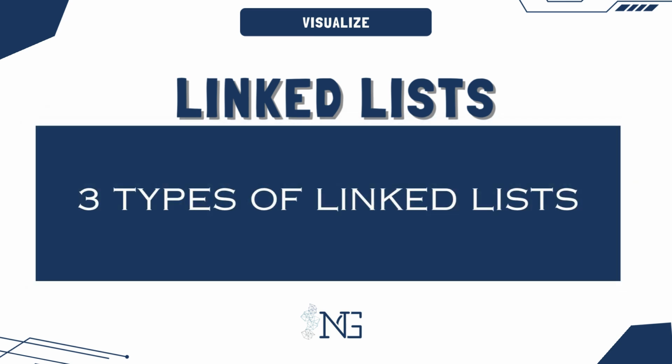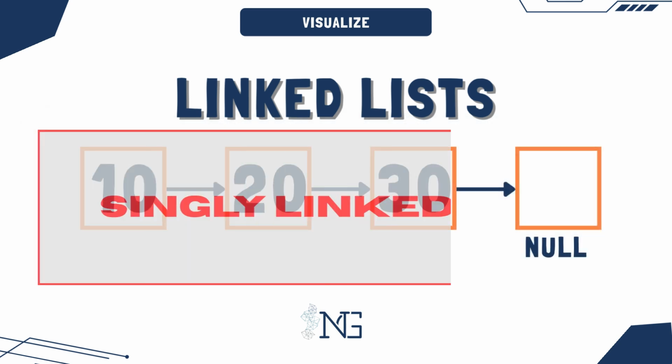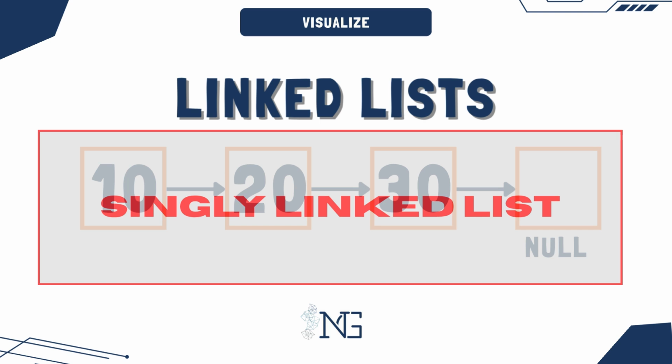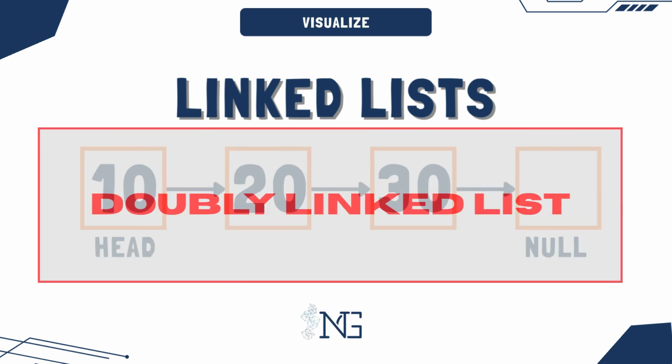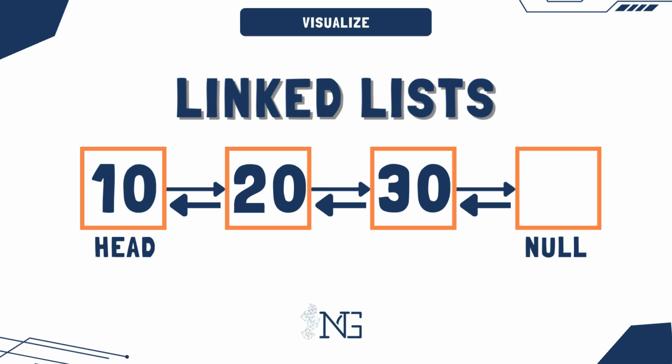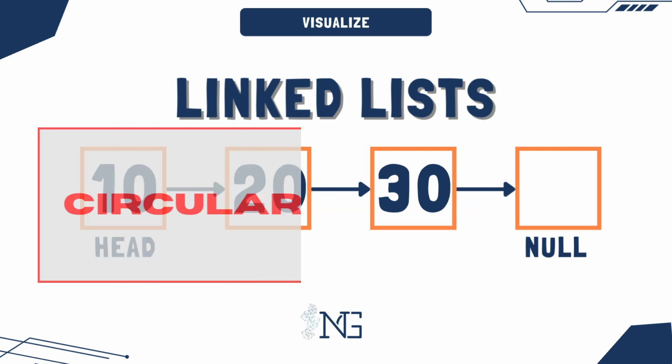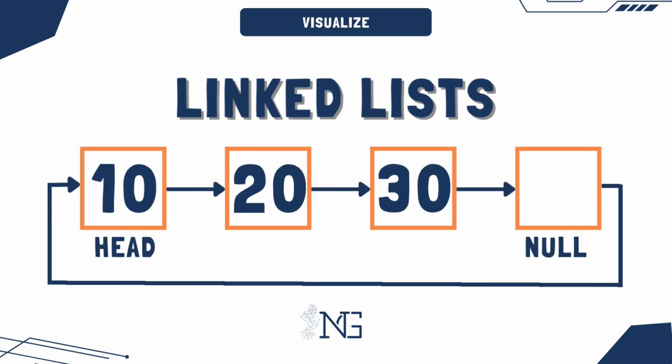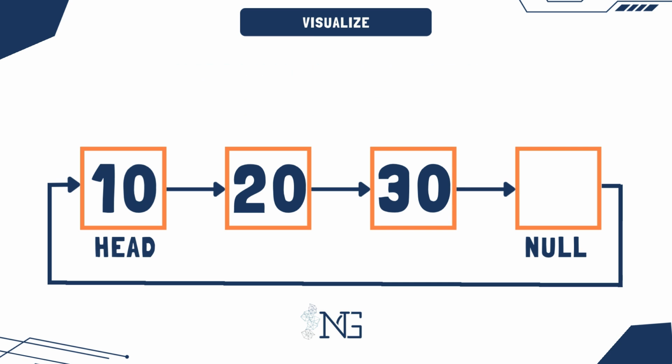There are three main types of linked lists. Singly linked list, each node points to the next one. Doubly linked list, nodes point to both next and previous nodes. Circular linked list, the last node connects back to the first node, forming a loop.